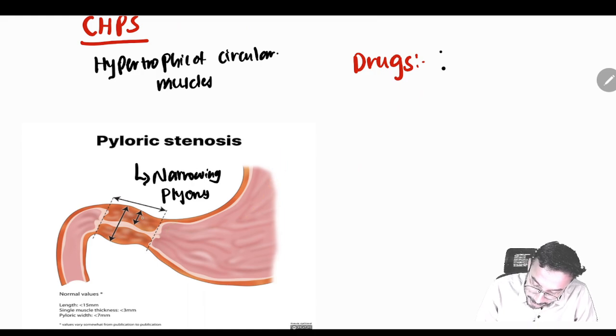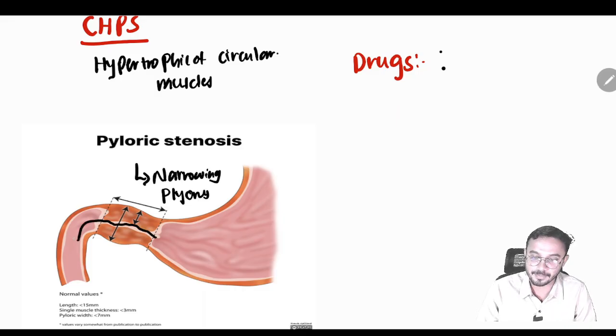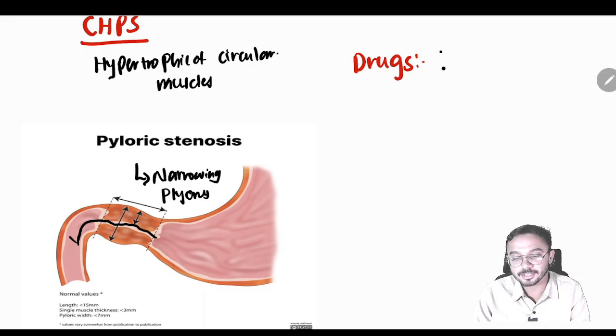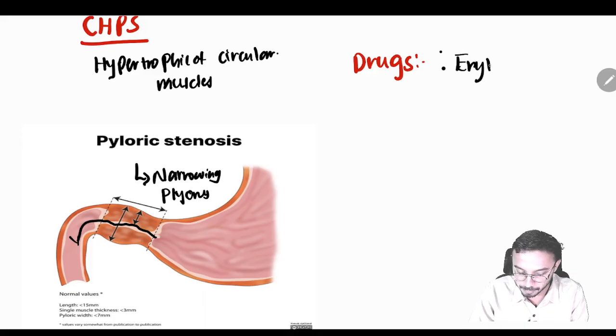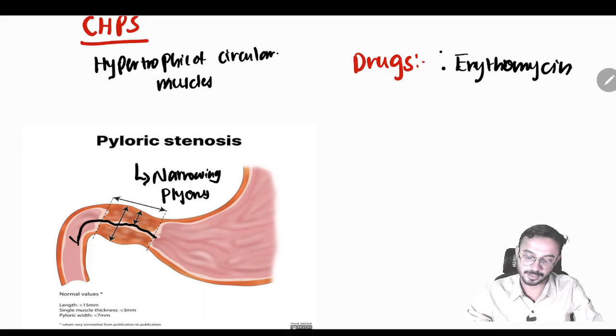Why? The food cannot pass further. So this actually happens over here. Name the drug: if in the pregnancy period the mother consumes the drug erythromycin, the baby will get congenital hypertrophic pyloric stenosis. This is the drug which causes CHPS.